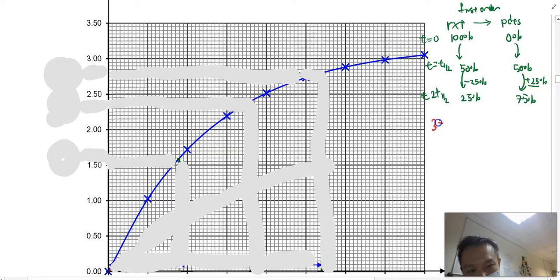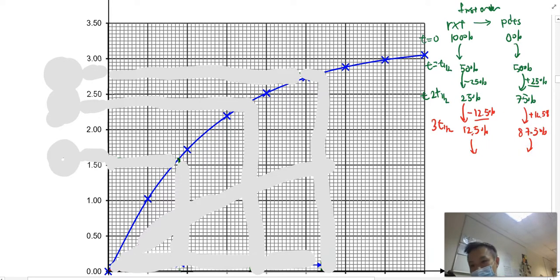After 3 t half, I subtract 12.5%, because 25 divided by 2 gives 12.5%. So I subtract 12.5% from 25 to get 12.5% reactant remaining, and then I have to add 12.5% to the product, therefore getting 87.5%. And this goes on and on. So you can see for your product time graph, you start from 0%, you increase to 50, 75, 87.5, and then infinitely you reach eventually 100%.